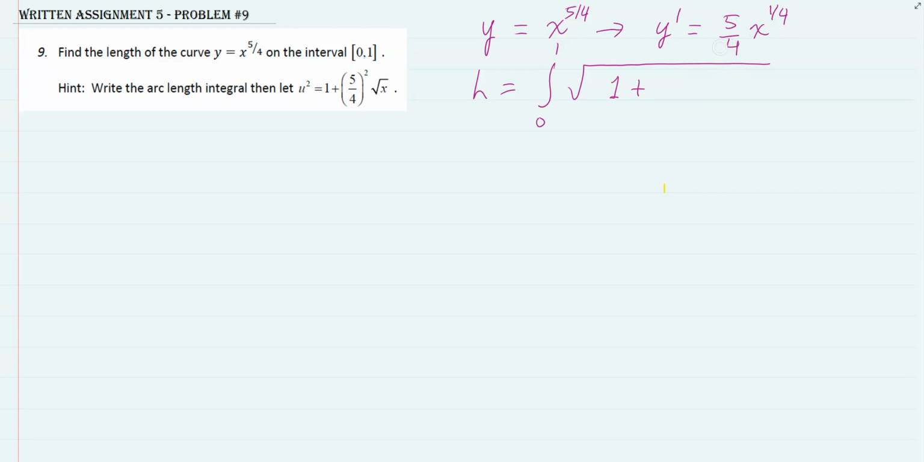So we're going to have to square 5 over 4 to get 25 over 16. And then x to the 1/4 squared is going to be x to the 1/2, which really turns into just square root of x. And we are integrating with respect to x. So that is the integral for the length. That's what we need to go and integrate.